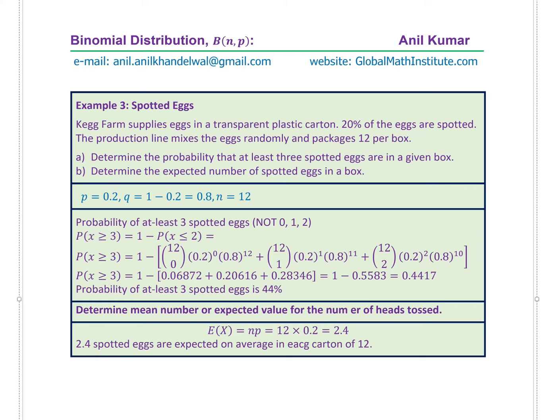So in this case, we know that the probability of getting a spotted egg is 20%. So p, which is success for us, is 0.2.